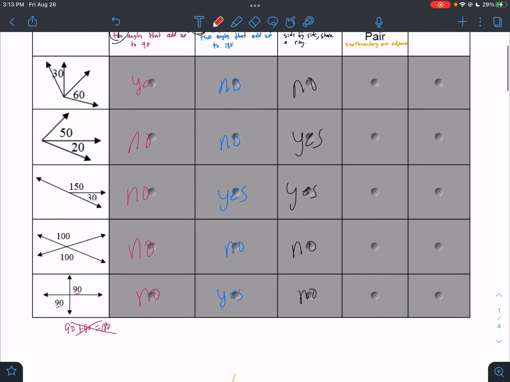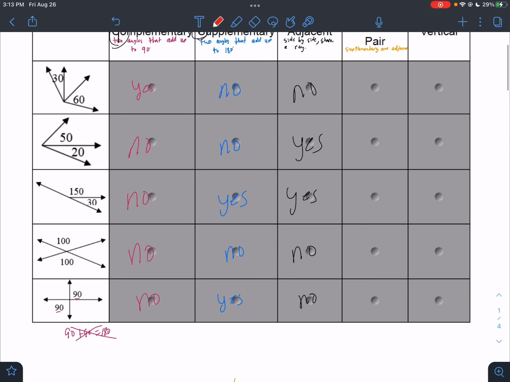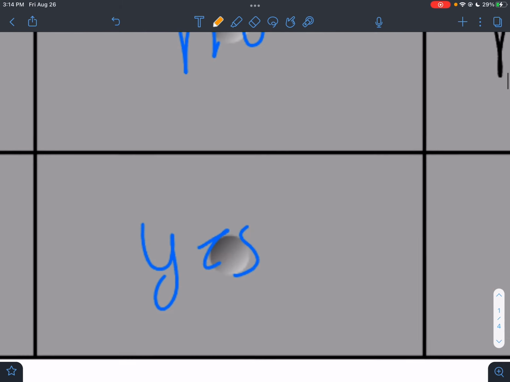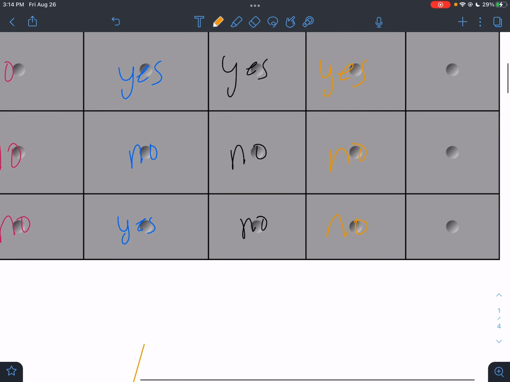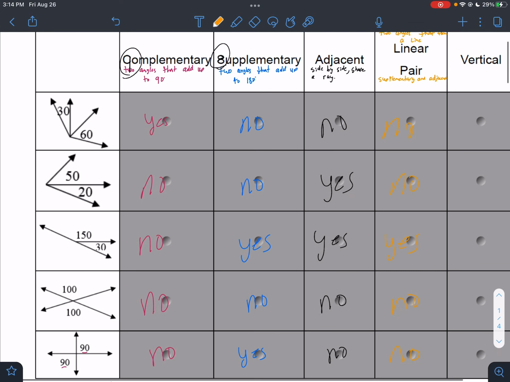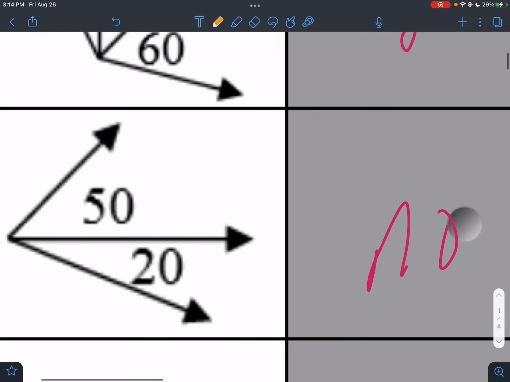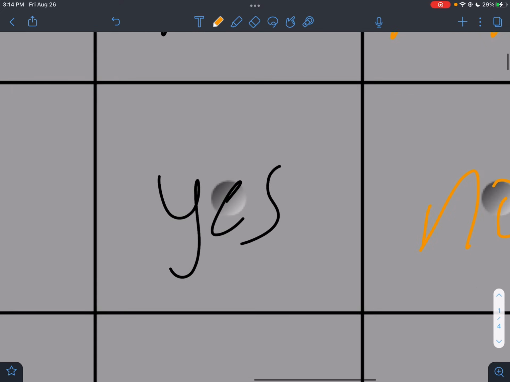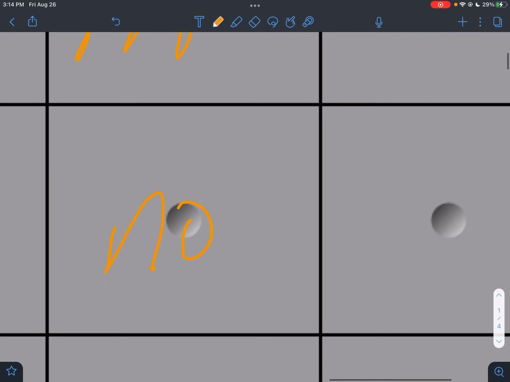That's a linear pair. The only linear pair in our group here is this 150 and 30. That's the only one. Where'd our orange go? There we go. This is the only one. The other ones are all no's. None of those are linear pairs. So notice that the last one here was supplementary, but not a linear pair. And this group here was adjacent, like 50 and 20, that was adjacent, right? We said yes, but again, not a linear pair.